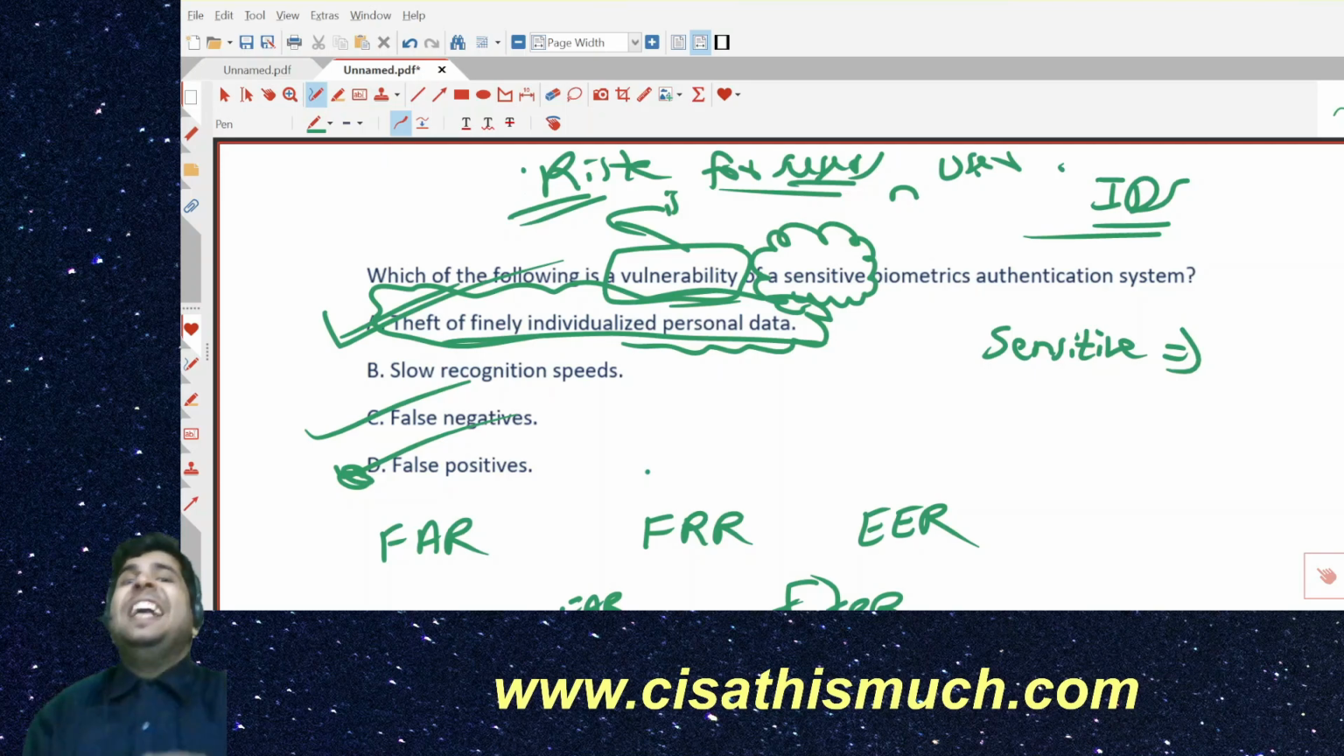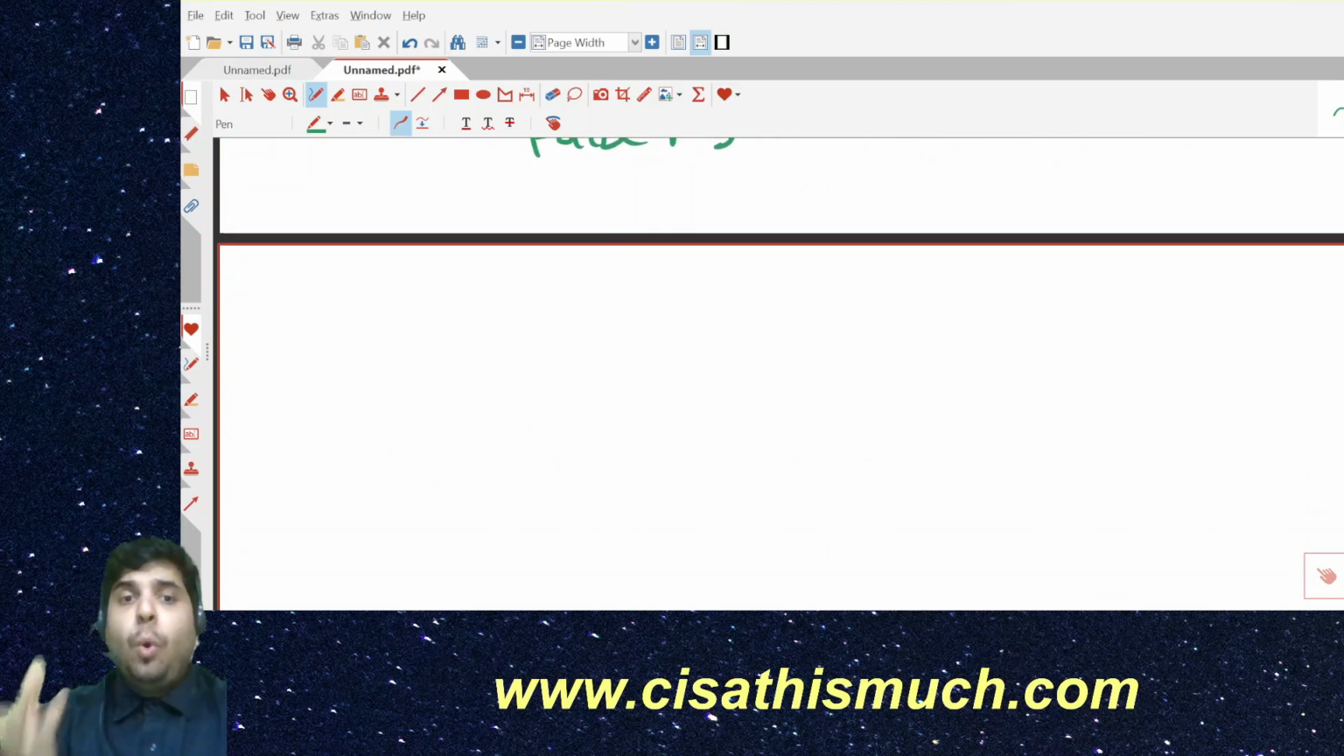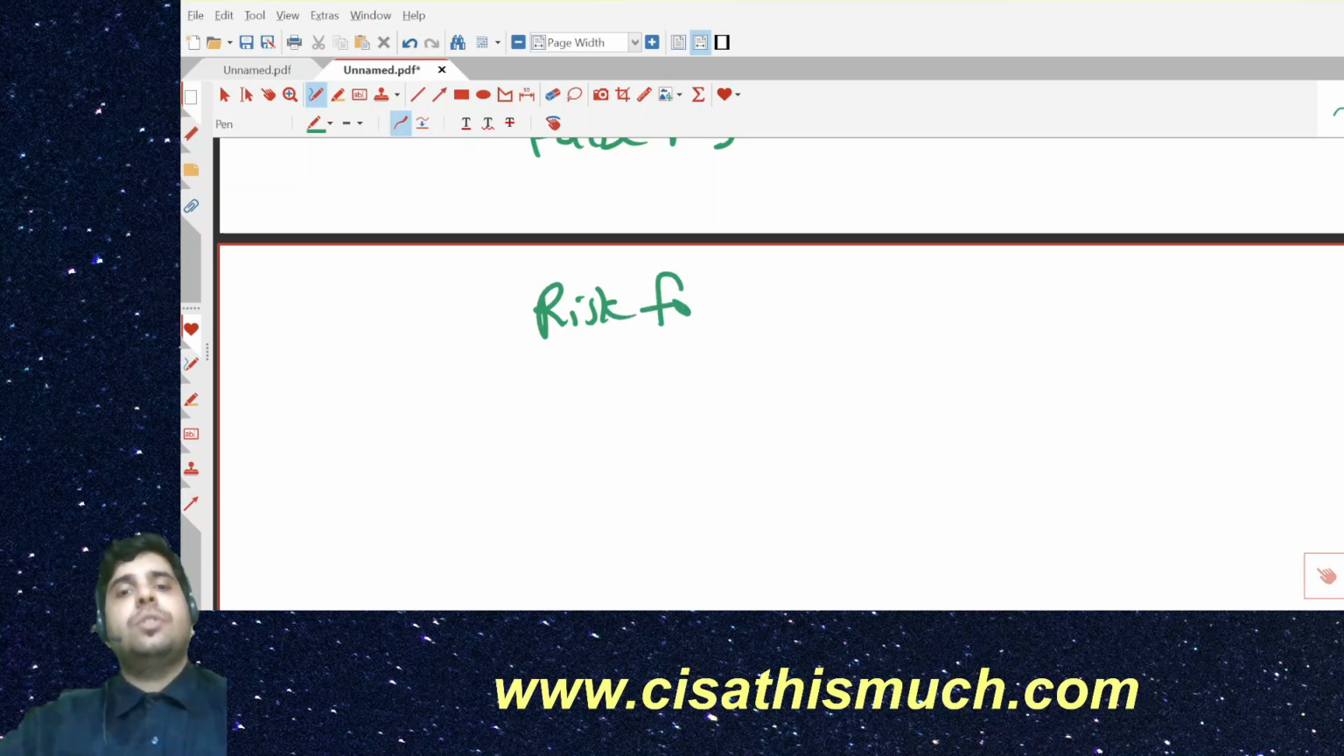But when they use the word sensitive biometric, sensitive meaning accurate biometric, and they use the words, which of the following is a vulnerability, vulnerability means a flaw in that particular system, an internal weakness in that system. So when they use the word vulnerability, the answer will be false negative, right? False negative in case of a biometric authentication system. Instead of the word vulnerability, they use the word risk for the users.